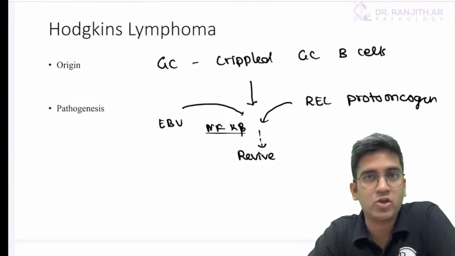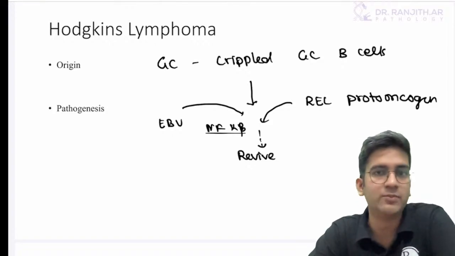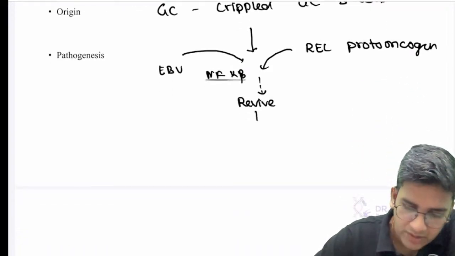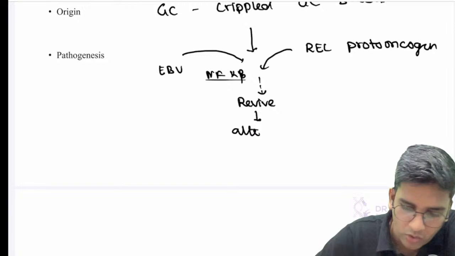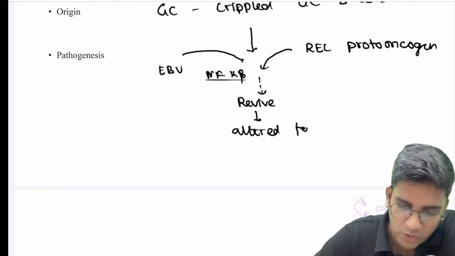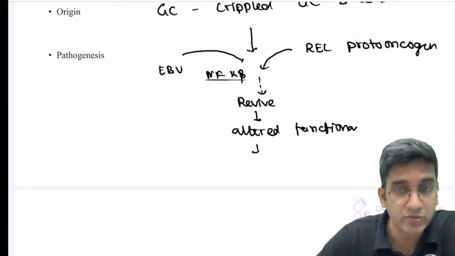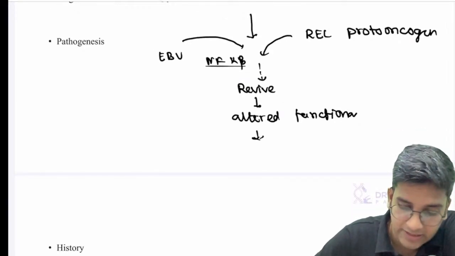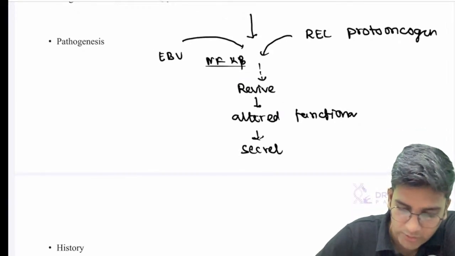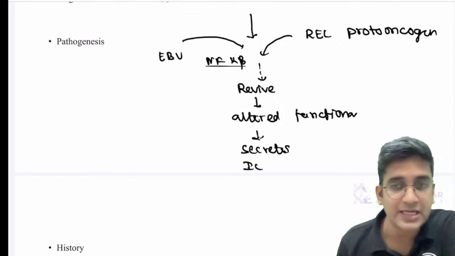Post chemotherapy, not surgery. We don't do surgery for lymphomas, right? It's chemotherapy, fine. So once we revive, it will have an altered functionality or altered expression. So it kind of behaves like a macrophage, and the tumor cells start secreting interleukins.